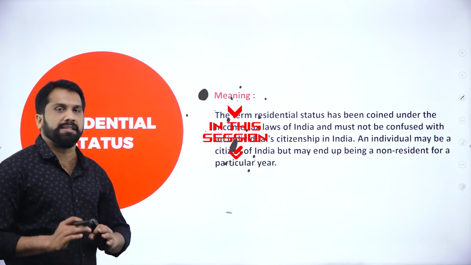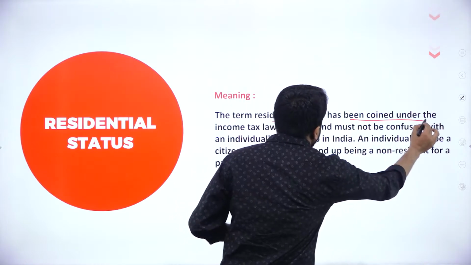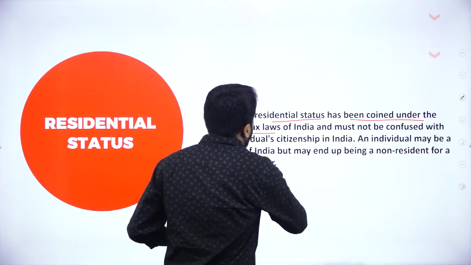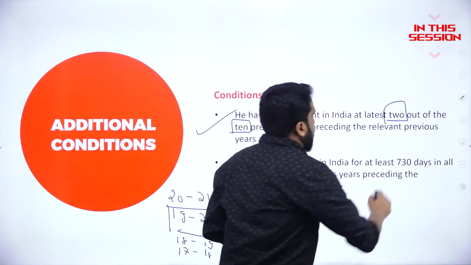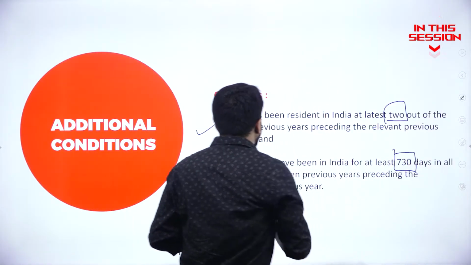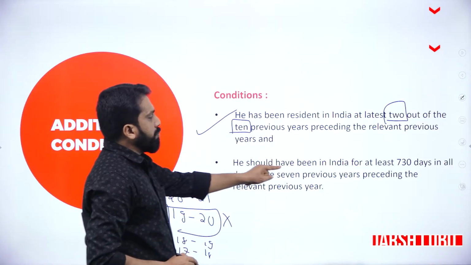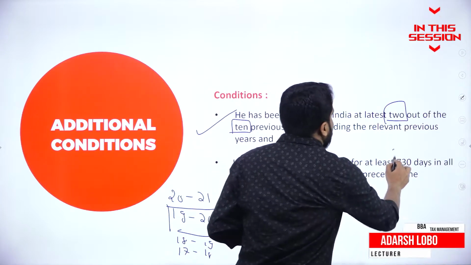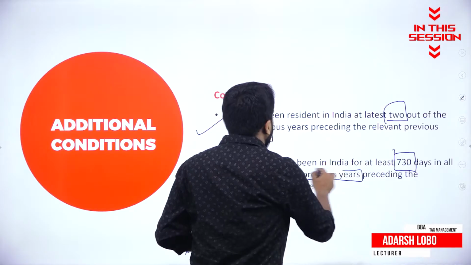residential status. Now, the term residential status has been coined under the income tax law of India. He should have been in India for at least 730 days in all during the 7 previous years. He should have been in India for at least 730 days in all during the 7 previous years.